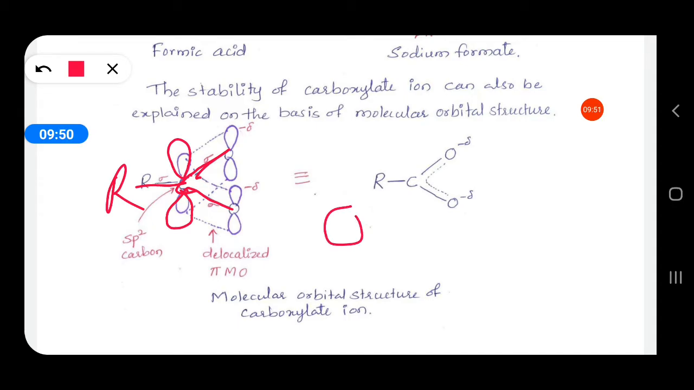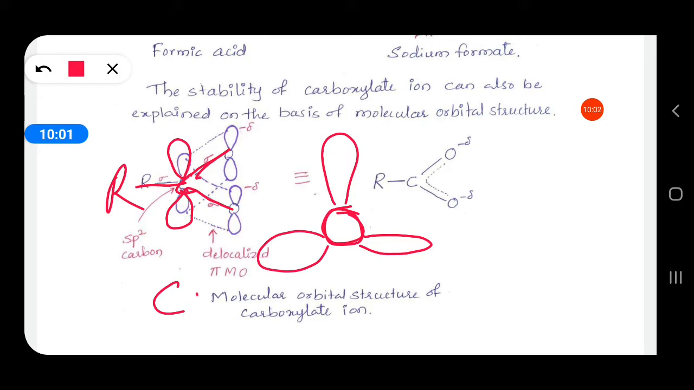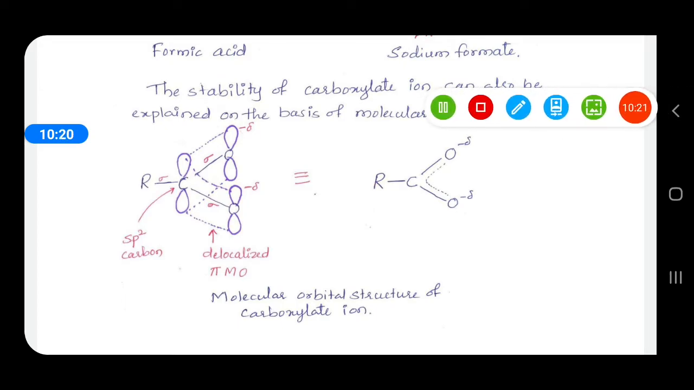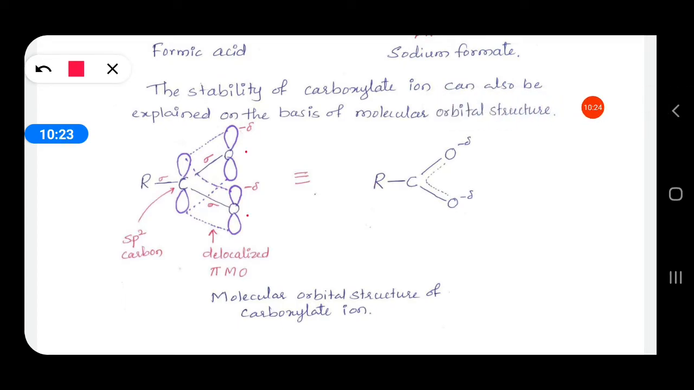In the oxygen, it is also sp2 hybridized and it also has 3 hybrid orbitals. Among that, one hybrid orbital forms a sigma bond with carbon. The other two hybrid orbitals have lone pairs of electrons, so these two are not involved in the bond formation. Now both the oxygens have one pz orbital which is perpendicular to the plane. So in both the oxygens, one unhybridized pz orbital is present, perpendicular to the plane.